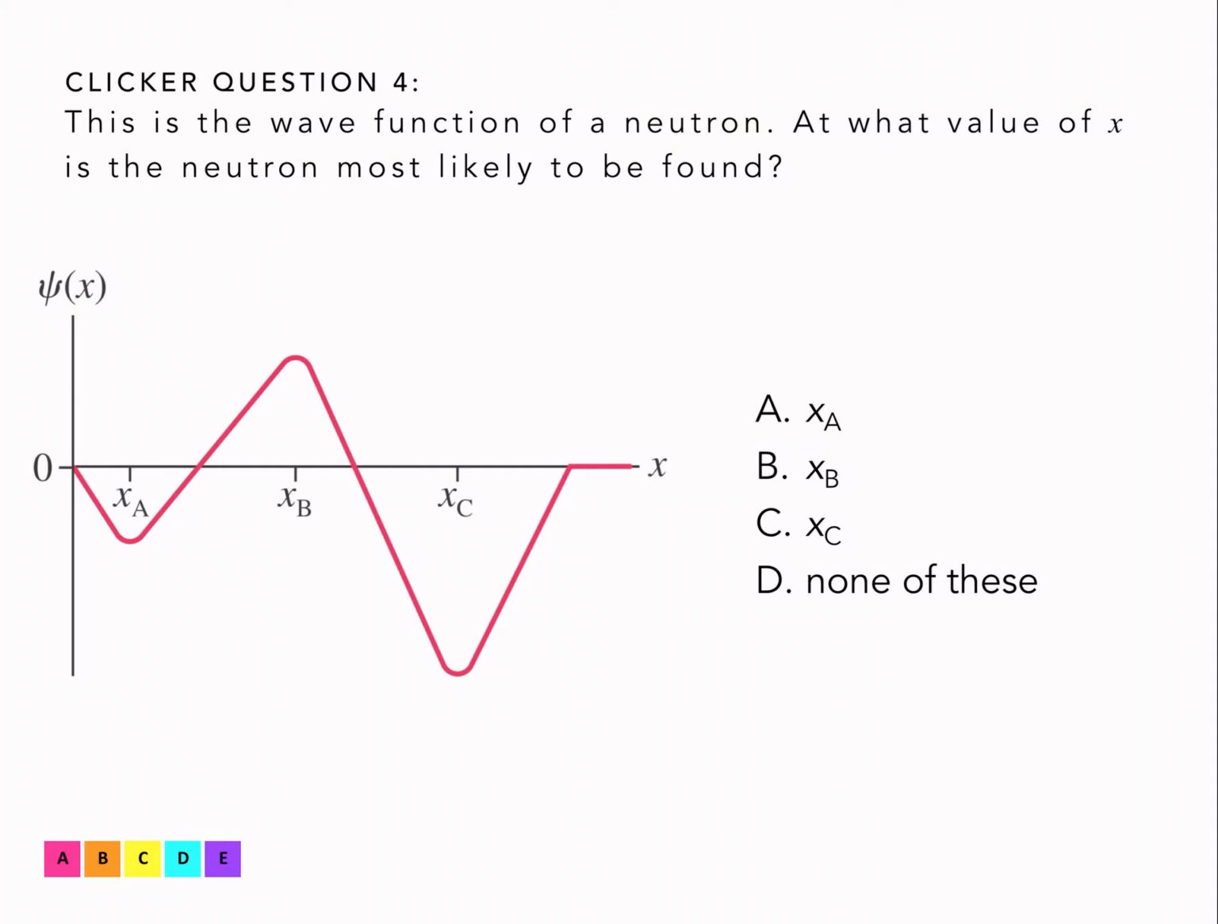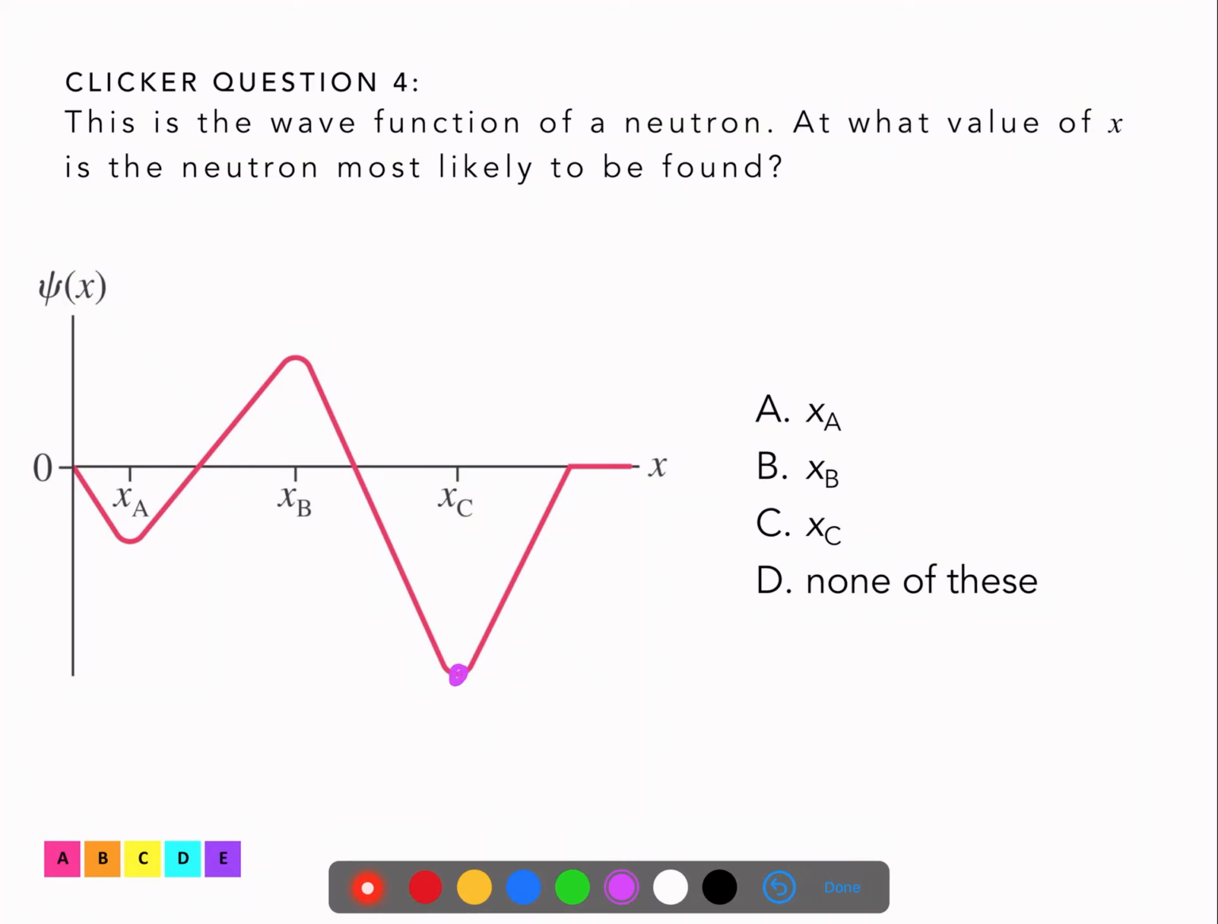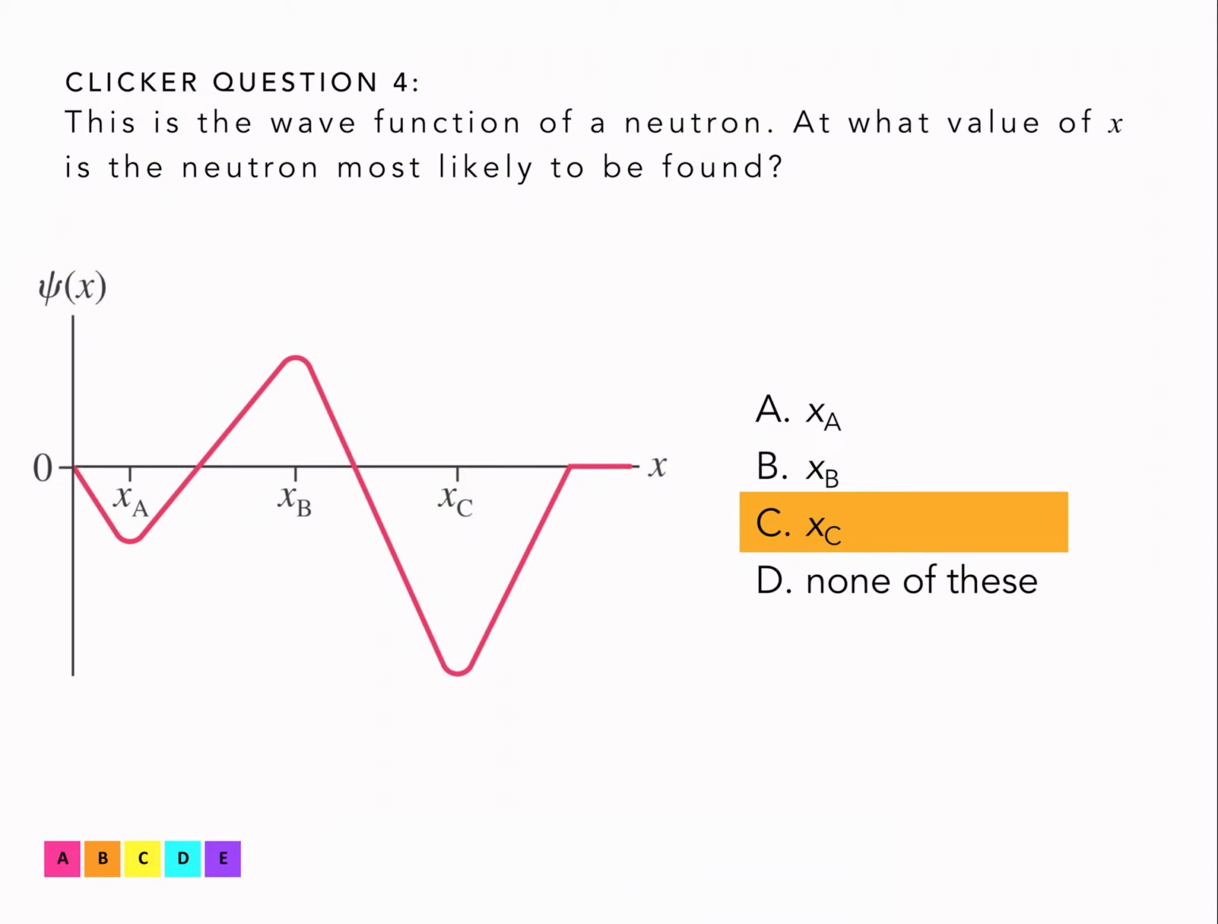Okay, so remember, this is the wave function, and if we want to know the probability, we're going to square the wave function, which means everything's going to be positive and the big things will be bigger. So since this is going to be squared, we're most likely to find our particle, our neutron, at x sub c, because that's where the square of this function would be the largest.